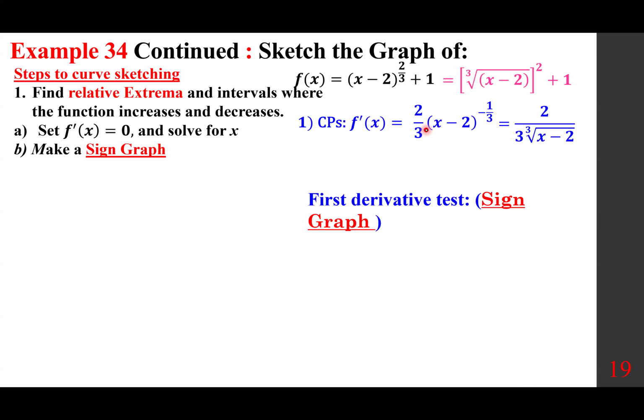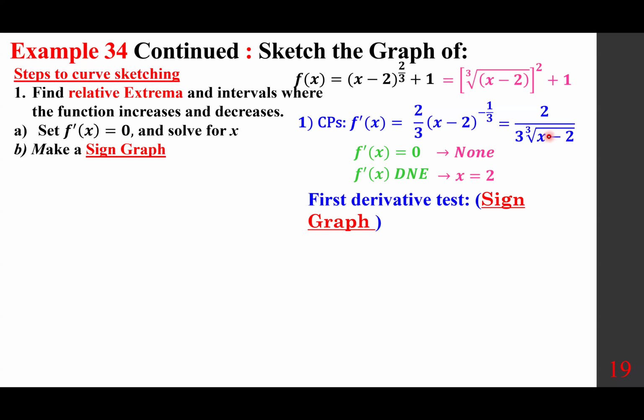Remember what we want. We want to find the critical points where f prime is 0 and where f prime does not exist. So f prime is 0: a fraction is 0 when the numerator is 0. The numerator being any number, positive, negative, small, or large, makes no difference. There is no solution. F prime does not exist when the denominator is equal to 0, and x becomes 2.